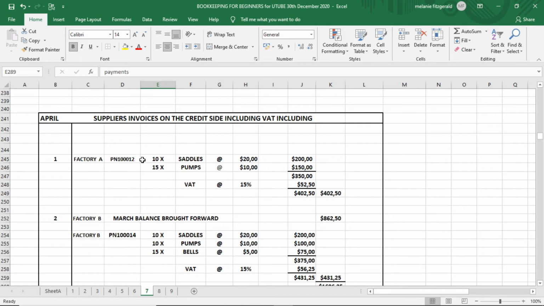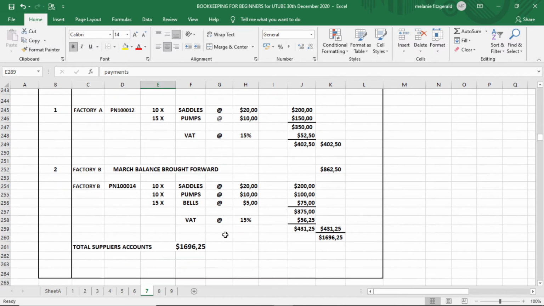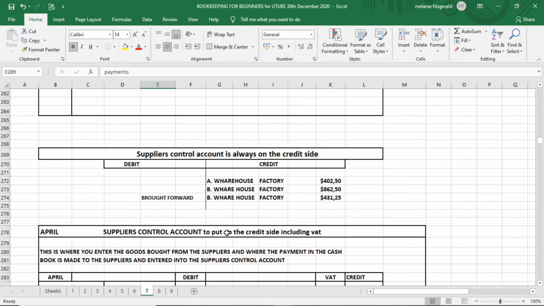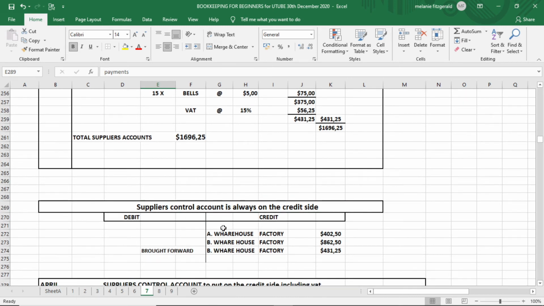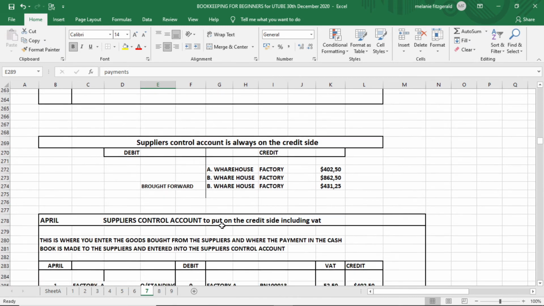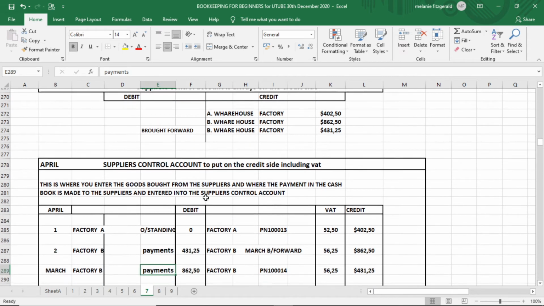All right, so here are the suppliers' invoices once again. We did this earlier, and we had it in lesson 6. So I'm not going to go through it. You remember all the bits and pieces we discussed. The reason I've put it here is to show you we're going to do a suppliers control account. But we're going to fill it out this time, because remember earlier in the lesson, we did the suppliers control account, but we didn't finish it. We didn't fill it out.